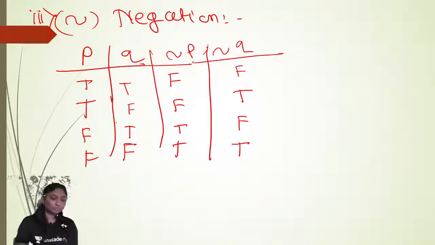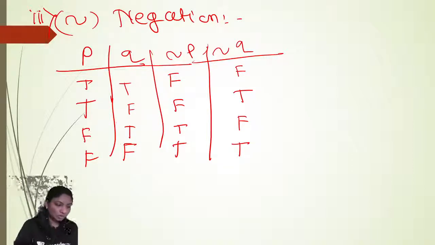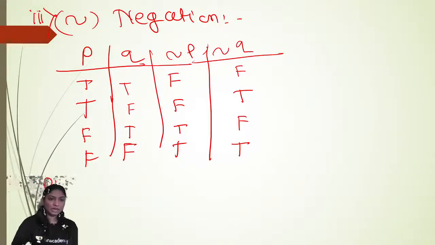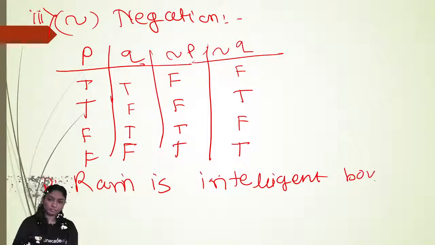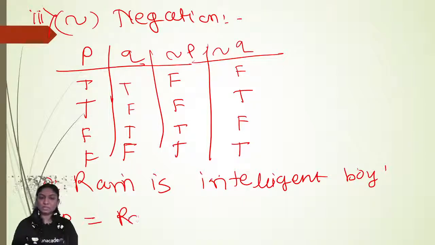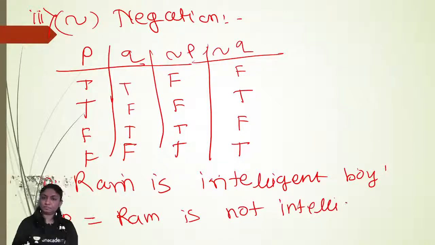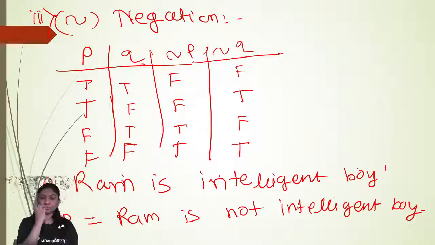Okay. Now, for example, if P is the statement, Ram is intelligent boy, right? So what is the negation of P? The negation of P is Ram is not intelligent boy. This is the negation of the P statement.